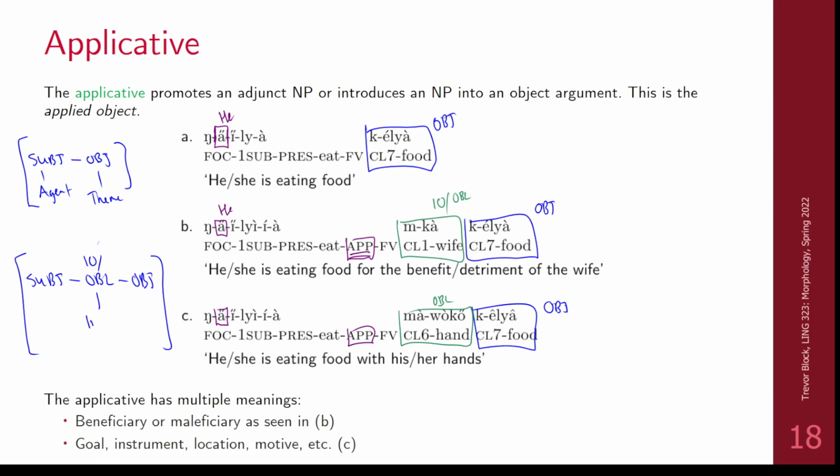And this is taking either the form of an instrument, or it's taking the form of a beneficiary, or some sort of goal. So you can pick whatever word or semantic role best fits it. The agent will still remain as the subject, and the theme will still remain as the object. So this is how we look at the applicative in this case. So we can see all of these operations are changing the valency. It's changing how many arguments are related to the verb in the word. And in English, we do this at a sentence level, but in other languages, this is all done in the word level.